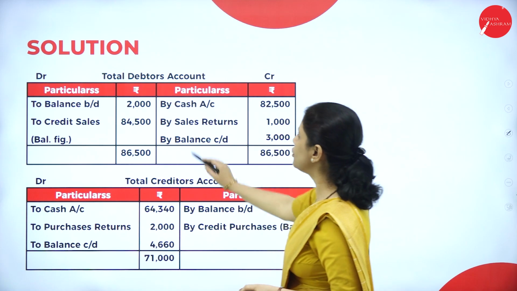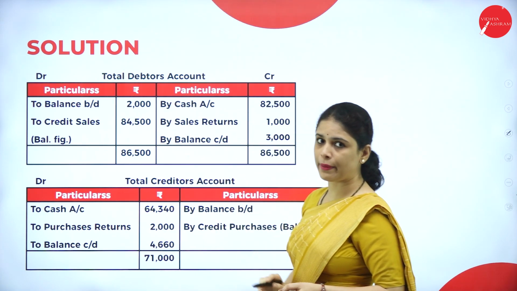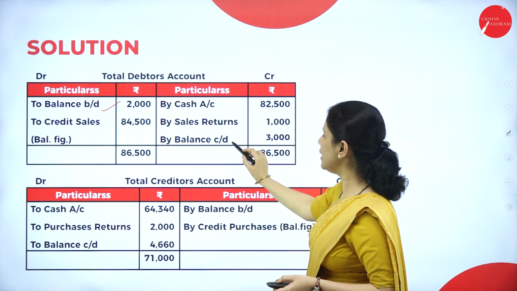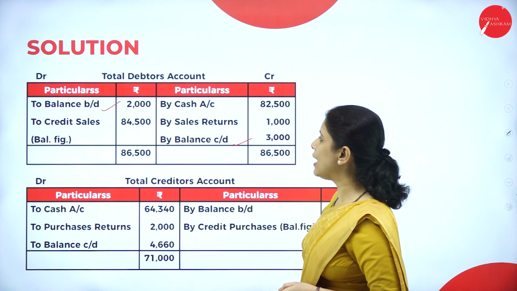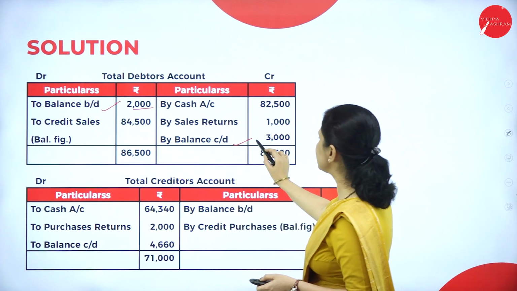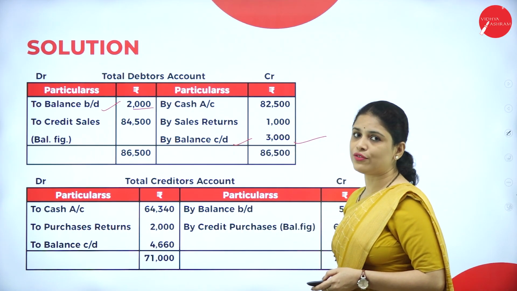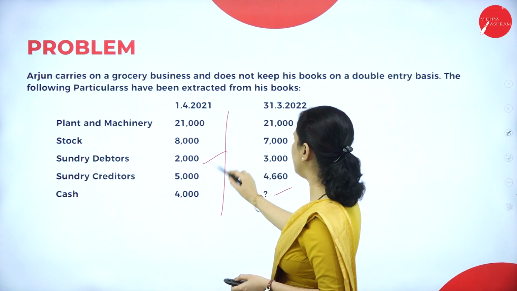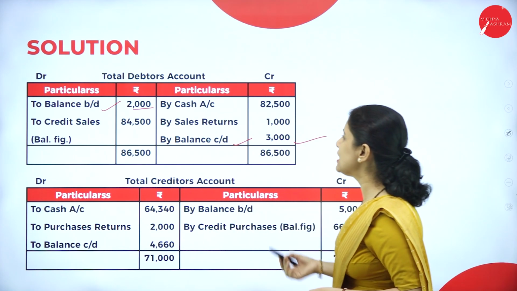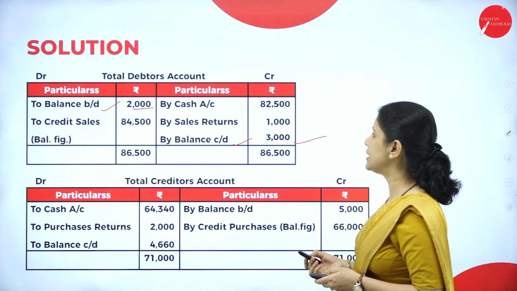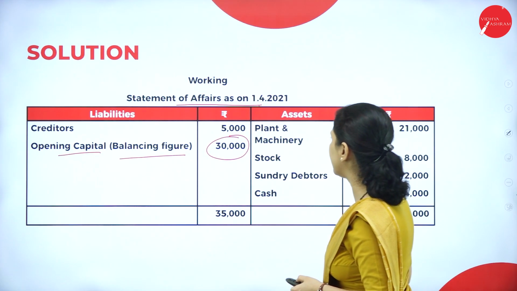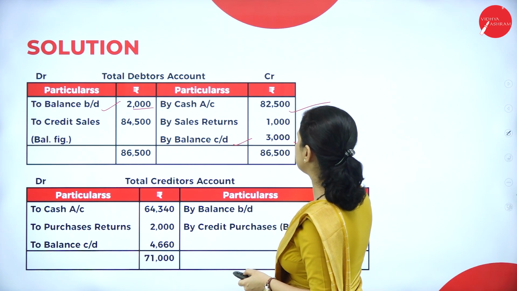Now what we have to do? We have to prepare the total debtors account. How to prepare the total debtors account? First we have to write to balance brought down, and later we have to write by balance carried on. So to balance brought down will be the opening balance of debtors, and by balance carried on will be the closing balance of the debtors. We will see here, this one opening and this one will be the closing. After that, what we have to write? We have to write the cash received from the debtors. Let us see how much is the cash received from debtors. Cash received from debtors is 82,500. That we wrote here, 82,500.